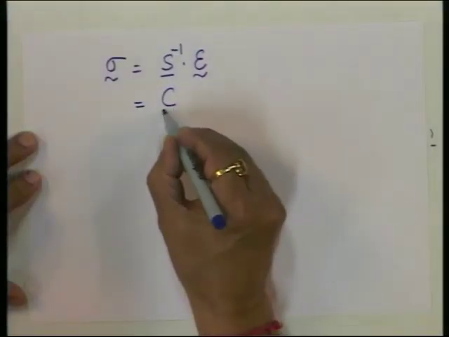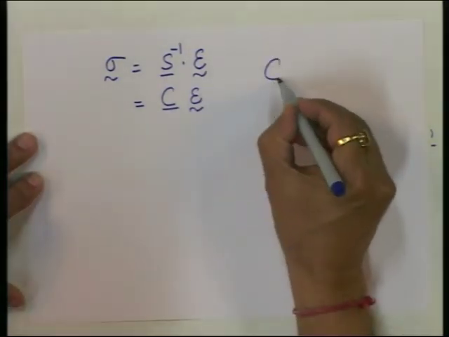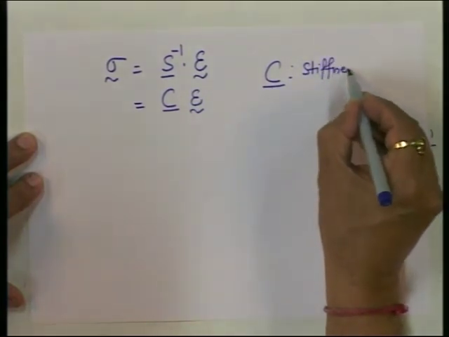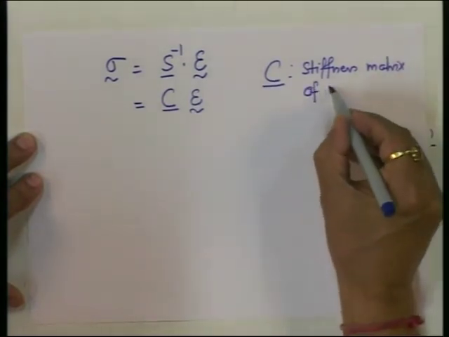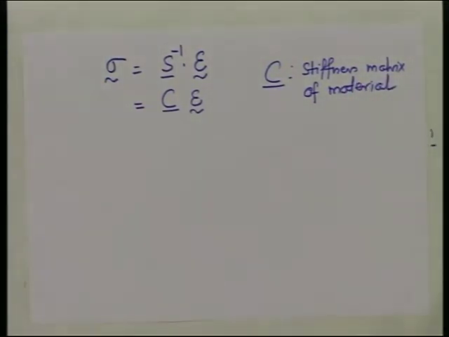K is our structural material. We don't denote the material by K. D also, no. C, yes, most books denote it by C. So, C is the stiffness matrix of the material. So, this can be found out.